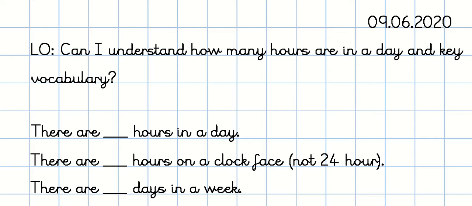Today we're looking at understanding hours because we've just started our new unit of time. Yesterday we looked at months and days in a year, and we looked at the calendar for the first time, and understanding how to use a calendar and how many days are in each month and how many days are in a year and how many months are in a year. And today we're looking at how many hours there are in a day and using key vocabulary within this.